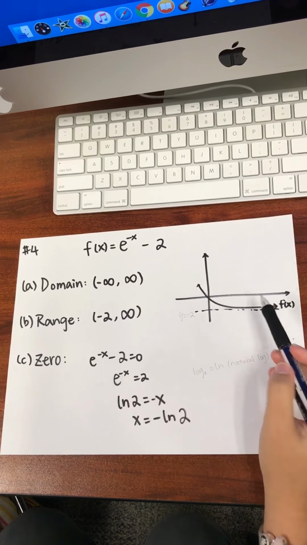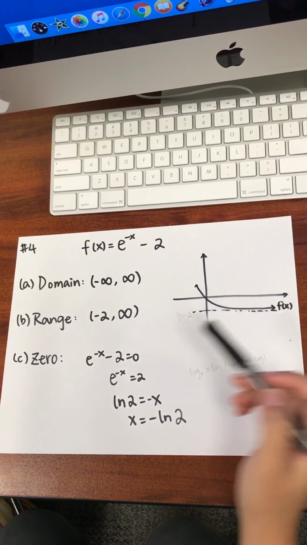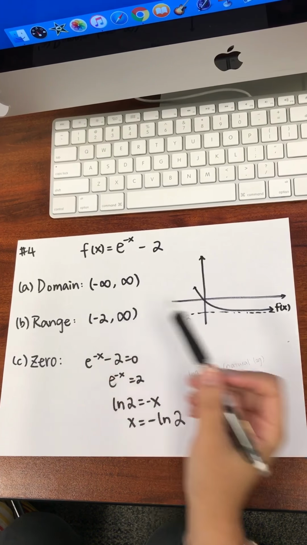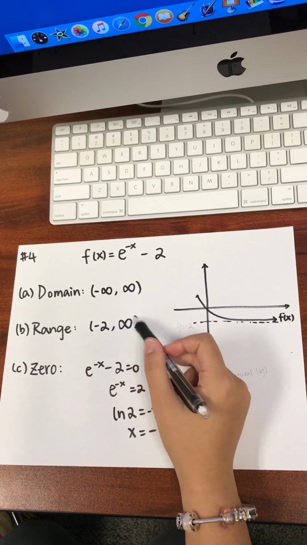For the range, because it has the asymptote at y equals negative 2, you will basically put negative 2 here, and then it goes on positive forever. So this is the infinity.